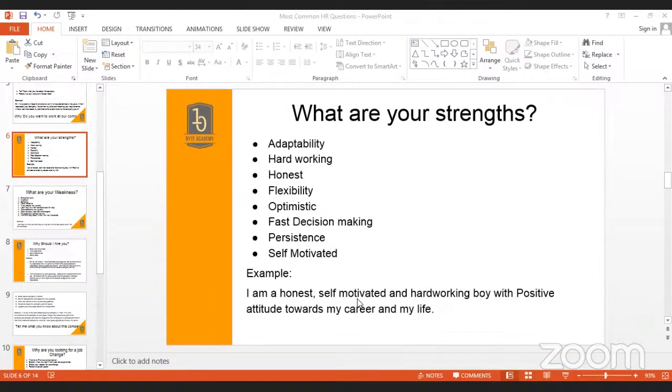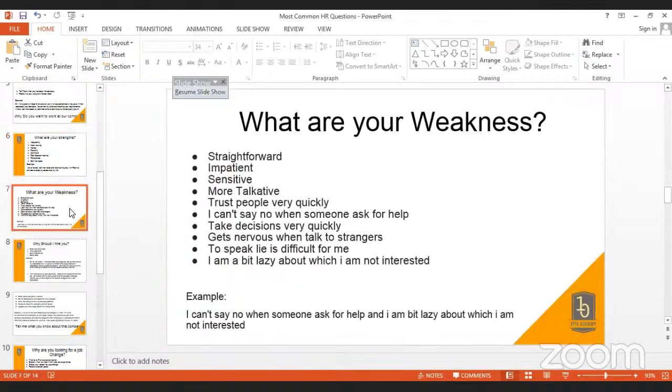For example, you can answer in such a manner: "I'm an honest, self-motivated, and hardworking boy with a positive attitude towards my career goal." Here the boy has answered with 4 positive strengths: honest, self-motivated, hardworking, and positive attitude. Right? So you can answer in this way. Moving on to the next question.